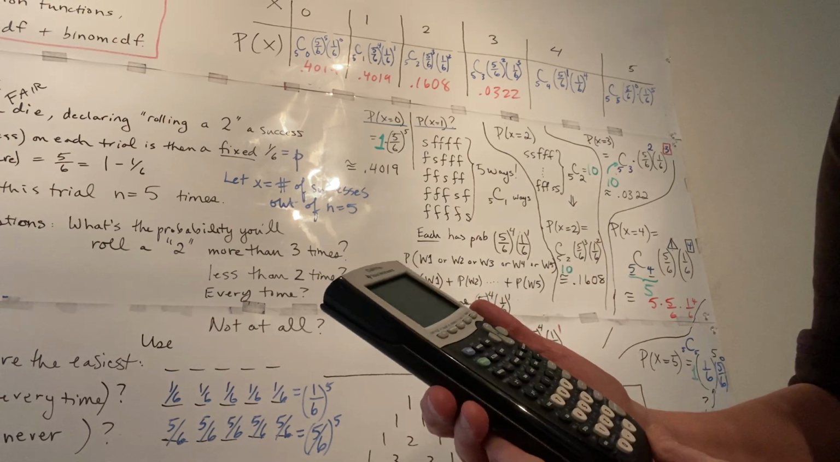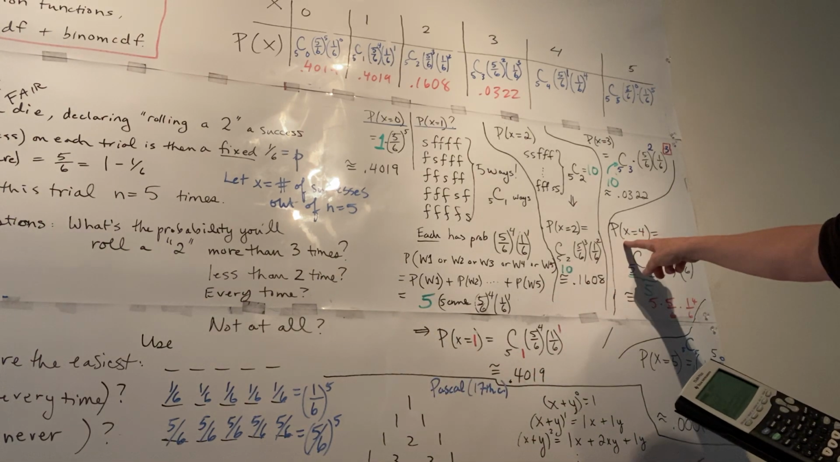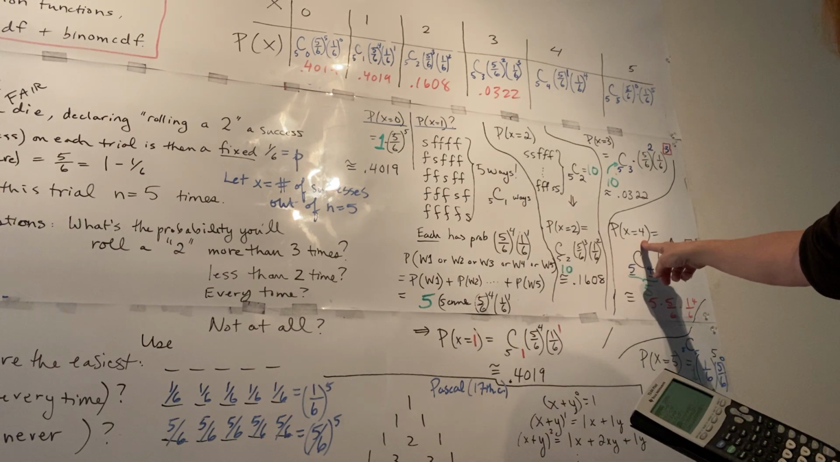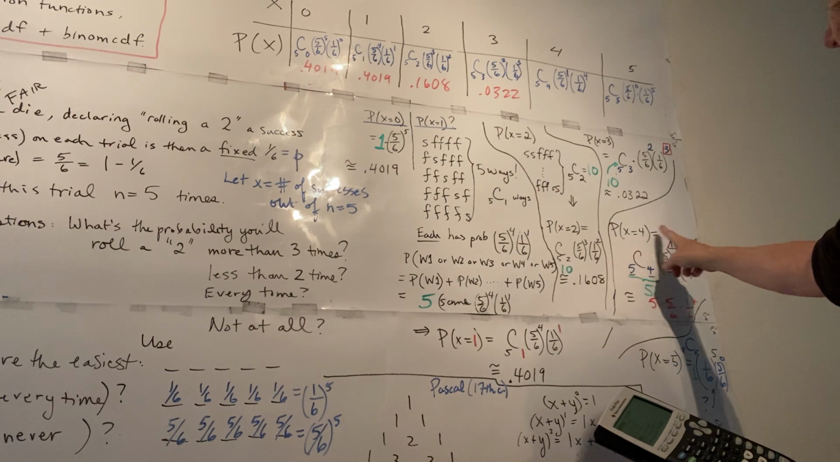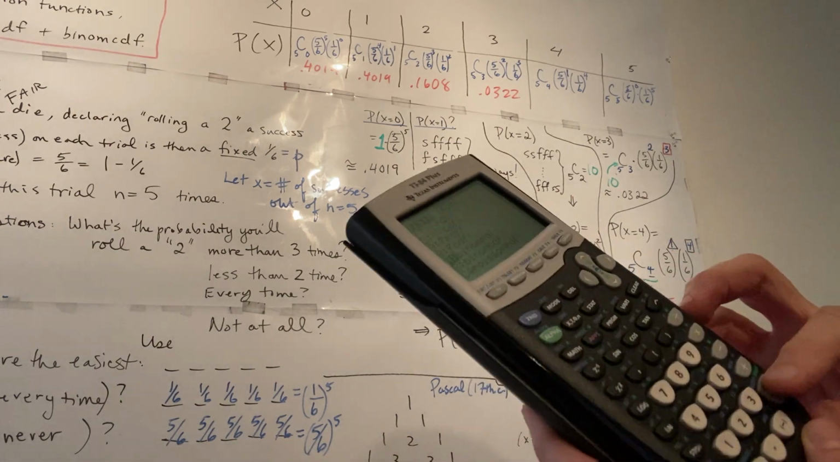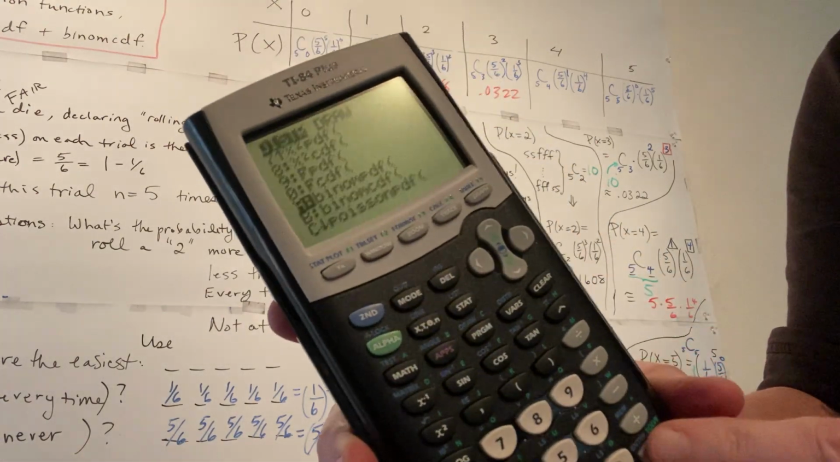Okay. So if I want to, for example, this one here, probability of x equal to 4 successes out of 5 trials, where the probability of success is 1/6, then I pick binomial PDF.